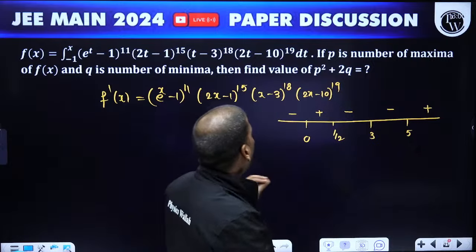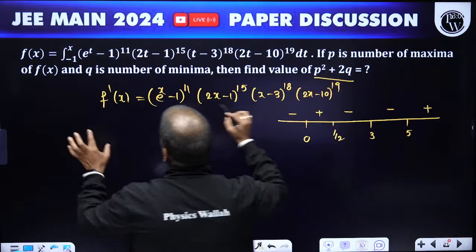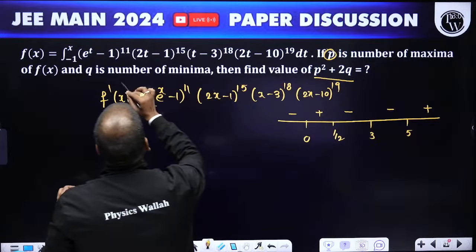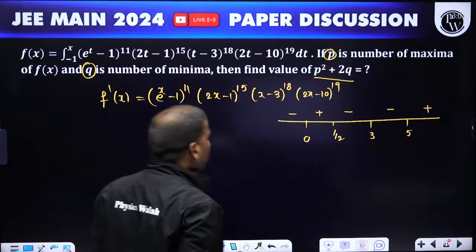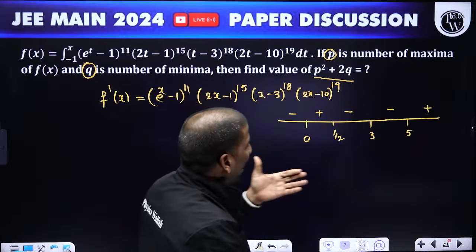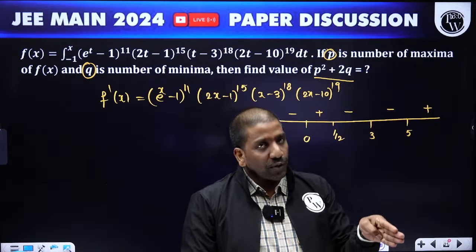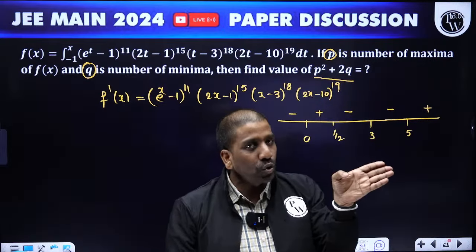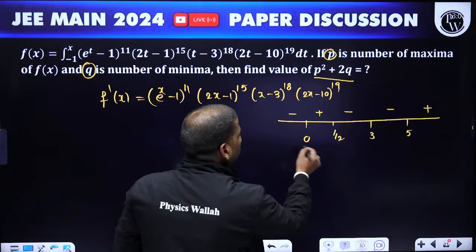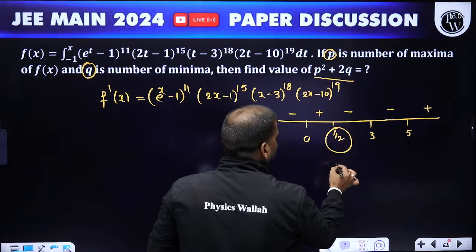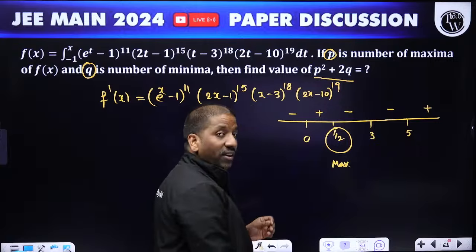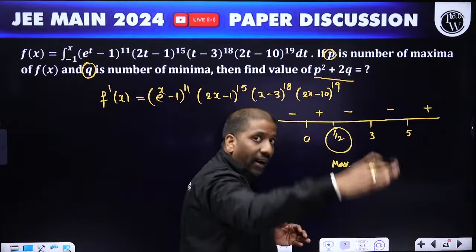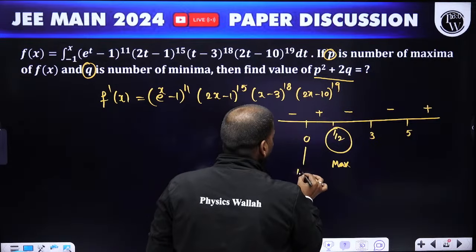But we want P and Q separately. The number of points of maxima is P, and the number of points of minima is Q. Maxima means left side increasing, right side decreasing, so left side positive and right side negative. For 1 by 2 it is there, so it is a point of maxima. What about 0? Left side negative, decreasing, right side positive, increasing. So this is a point of minima.